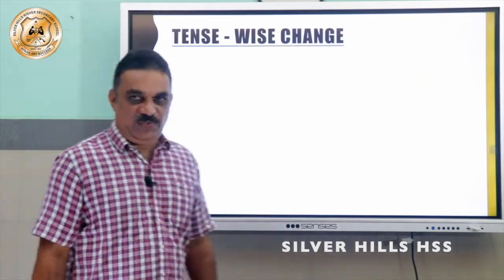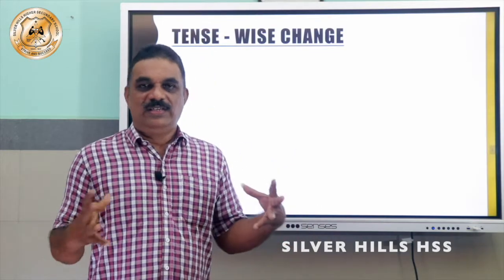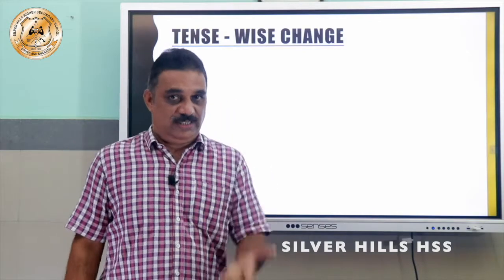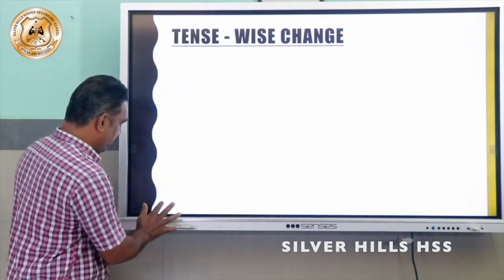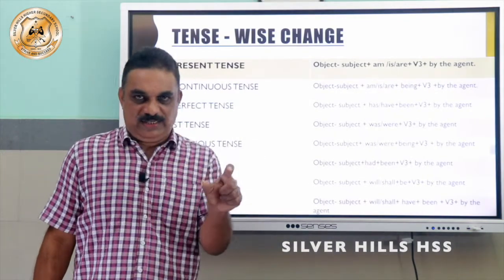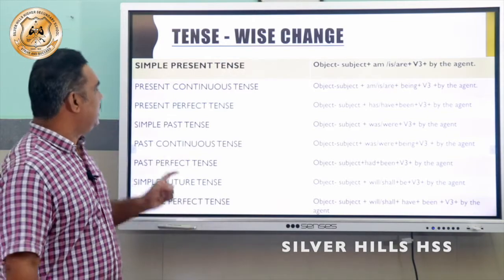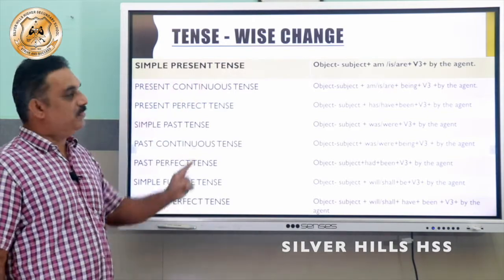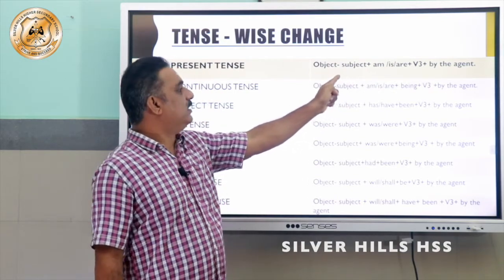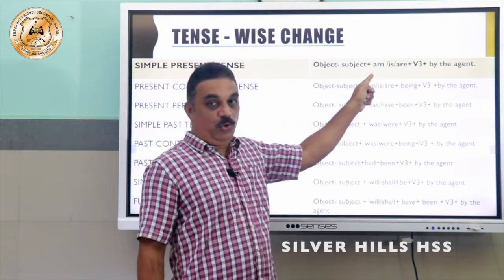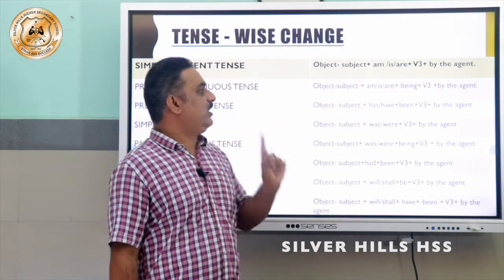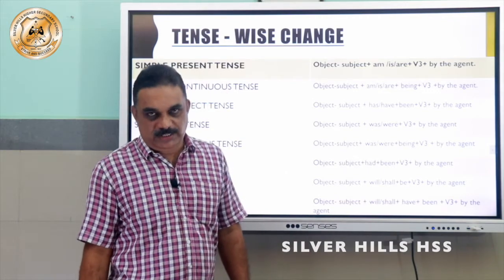Tense wise change. We can see how we can change from active into passive. Each tense, what are the changes there? That we can see here. Now, tense wise change. The active sentence which you are going to convert is in simple present tense. This is the format. That is object into subject plus am, is, are. You know where to use am, where to use is, and where to use are. Then V3 form of the verb plus by the agent.